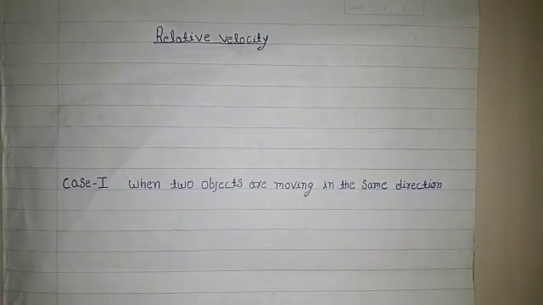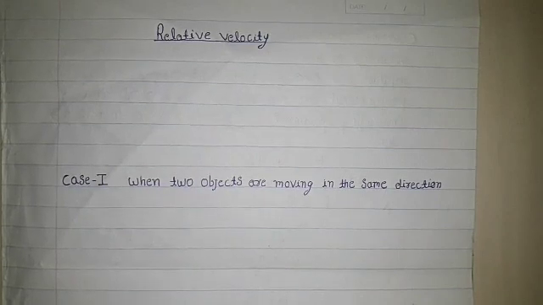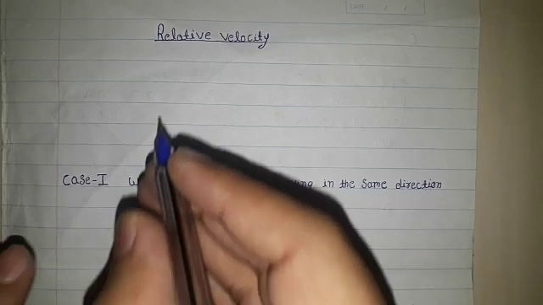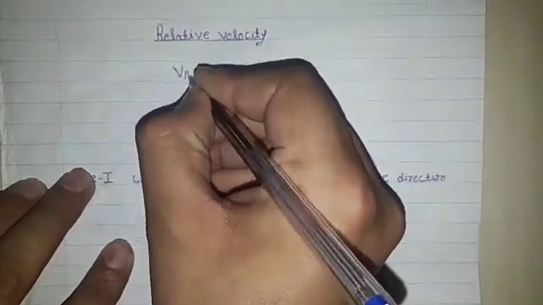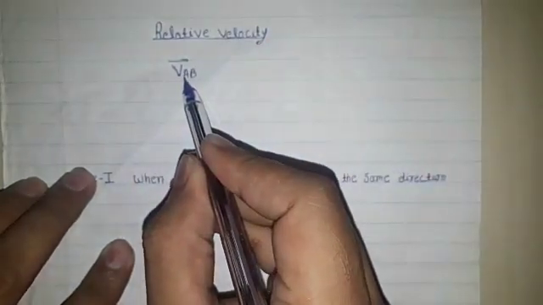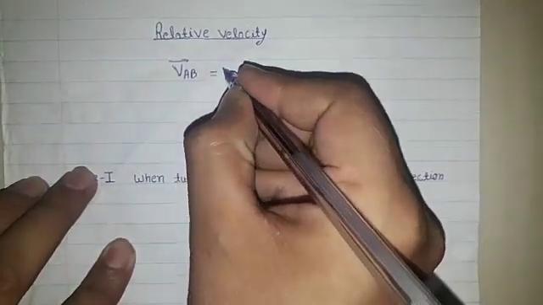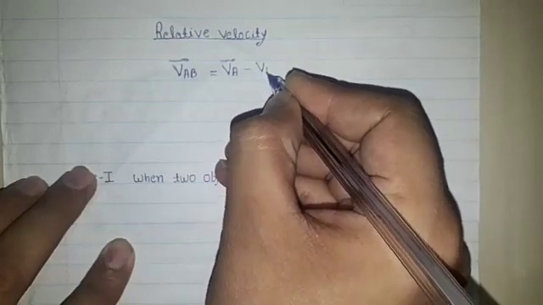Namaskar, today I am going to explain a new topic, relative velocity. Relative velocity is defined as the time rate of change of relative position of one object with respect to another. It is represented by the VAB vector, the relative velocity of object A with respect to B. It is represented by VA vector minus VB vector.